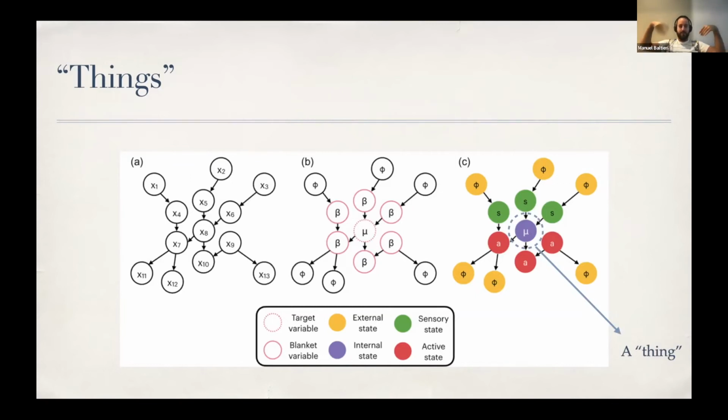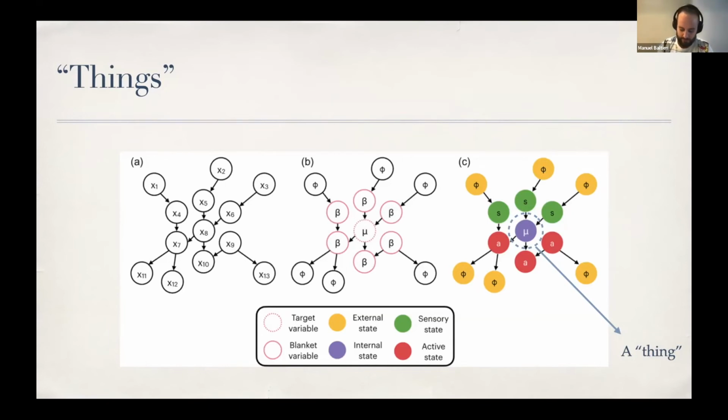active being all of the nodes that are directly influenced by the target variable, and the coparents of the other active states, hence why this is active. And the sensory states are supposed to be all of the other ones that are still part of the blanket but are not active. The thing is the internal thing.